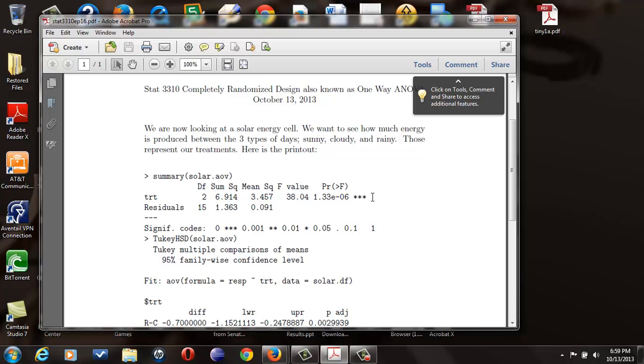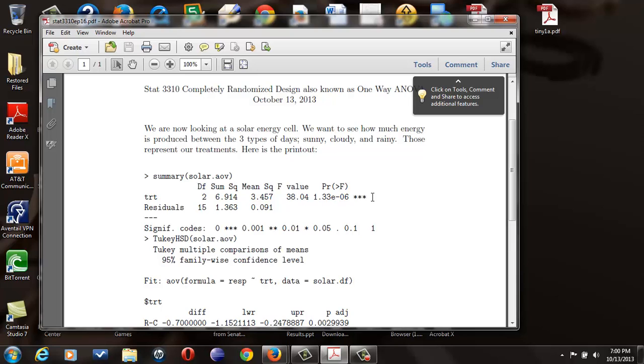So we want to test the claim of equal treatment means. So we're going to say mu1 equal to mu2 equal to mu3, or if you prefer, mu of sunny equals mu of cloudy equal mu of rainy. All right. So we can't do that just one at a time. We have to do it as a group. That's why we switched over and used ANOVA.